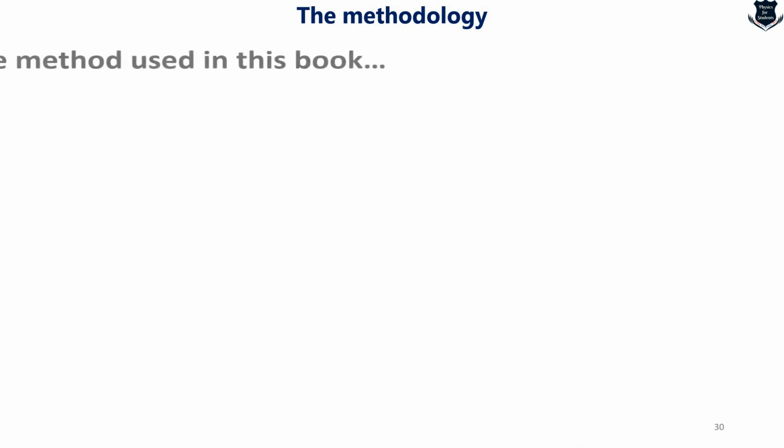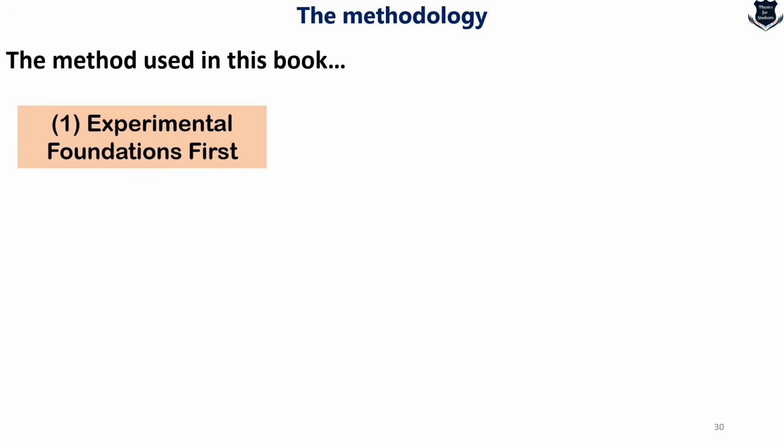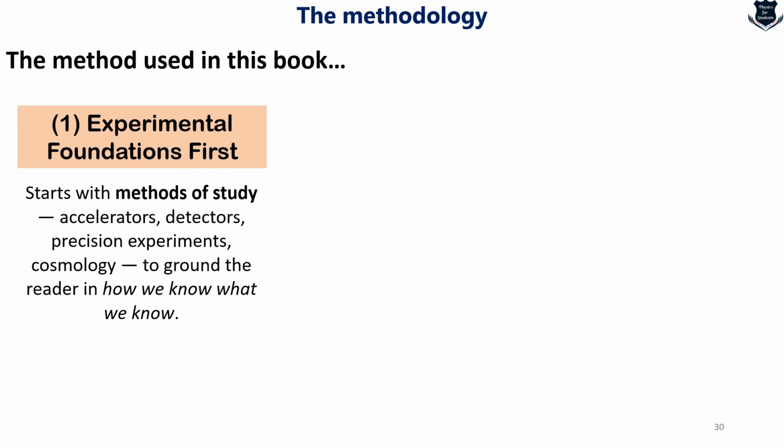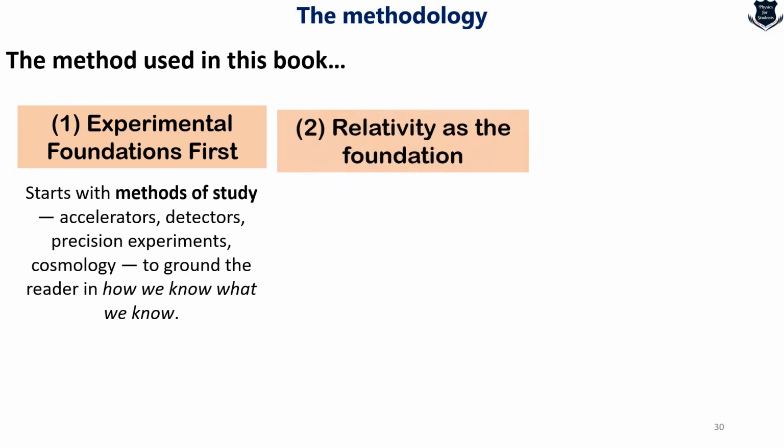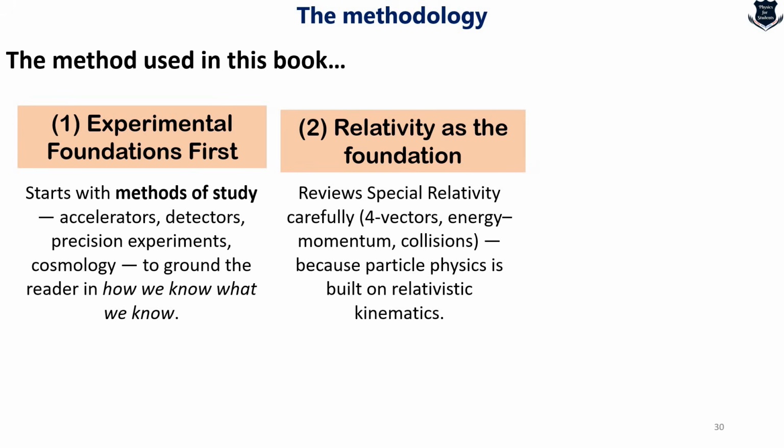So if I talk of the methodology, the book starts with experimental foundation. Obviously, whatever we are learning in particle physics is being experimentally verified. So it starts with the methods, that means accelerators, detectors, precision experiments, how we know what we know. So that is important. Then it covers a brief review of special relativity.